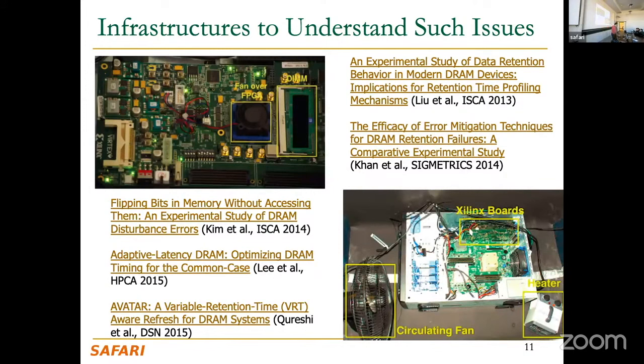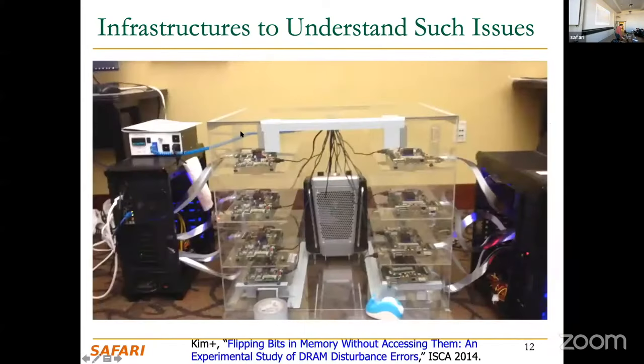This is basically the first infrastructure that we built. You have an FPGA that can test DRAM chips, and you can actually program the FPGA to do different kinds of tests. For example, don't refresh the memory for 10 seconds and see what happens. Right? You can actually do very interesting tests. And then we built other infrastructures for different purposes.